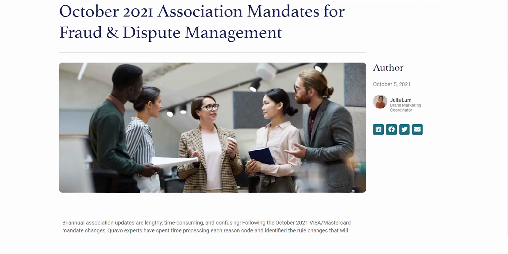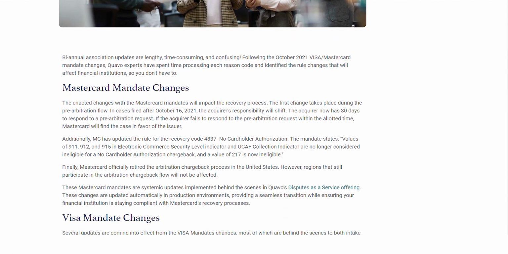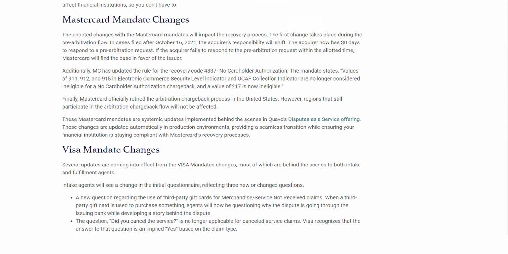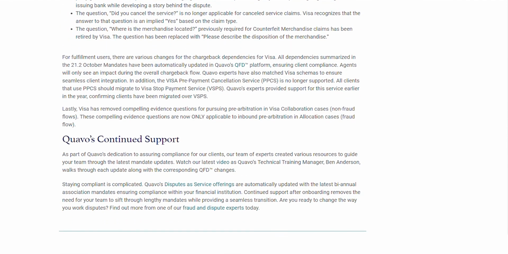The last major benefit we want to cover with QFD is the biannual mandates releases from the associations. Every April and October, mandates changes are released with updated recovery workflows and actions. Quavo maintains and updates QFD regularly to ensure that our clients are staying compliant with these mandate changes.